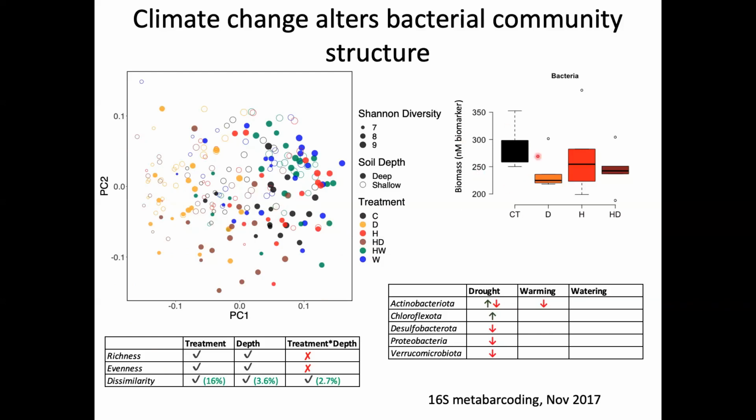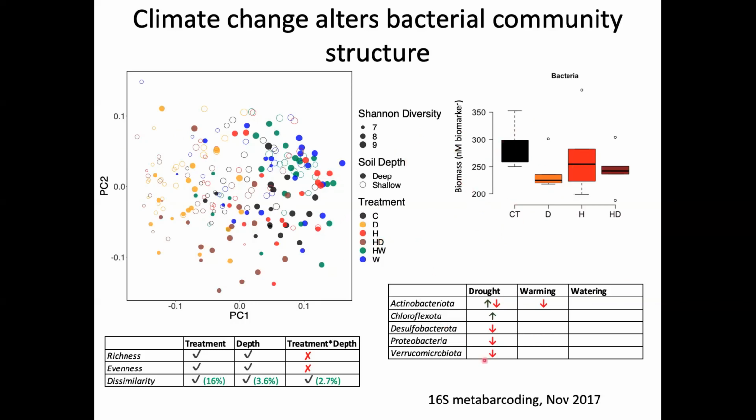So we know that in the drought treatment, the bacterial biomass is reduced, and this is from molecular biomarker work. So these changes in community structure take place in a context where the overall biomass of that community is reduced during the drought treatment.